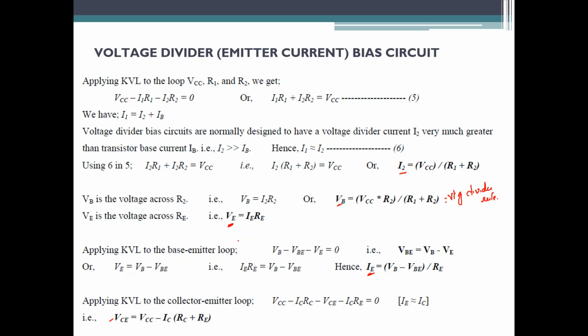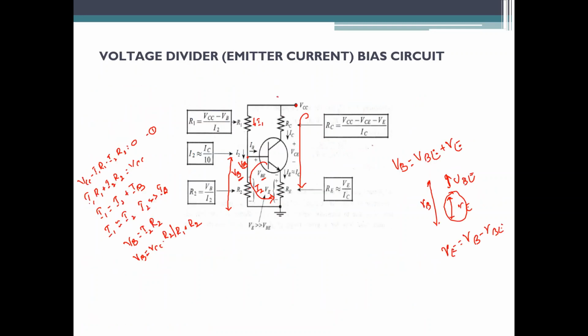So this much you have to do. You have to apply KVL to the various loops: to this loop, to this loop, and finally to this loop. Finally get all the equations. Get the equations for IR1, R2, RC, VCE, IC, all the equations you need to get, and you need to substitute them in case it is asked as part of a numerical. Thank you.